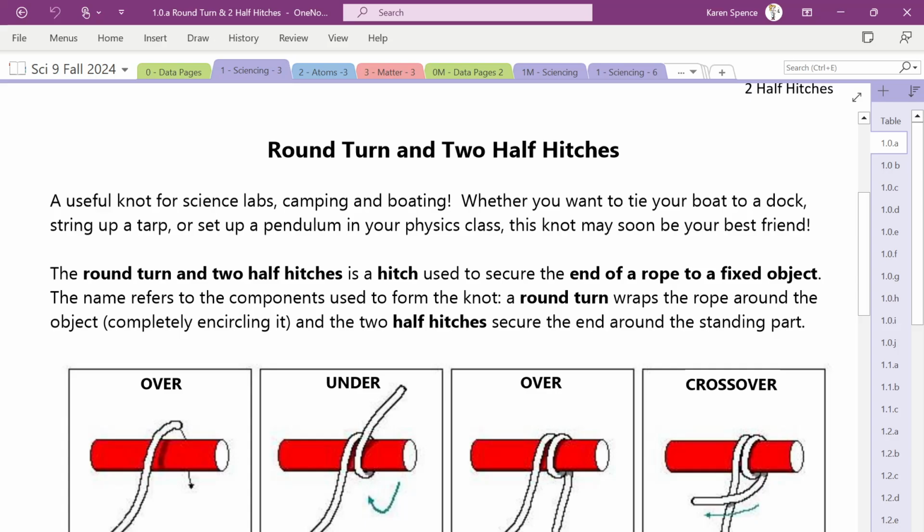So should you enjoy any of those activities, or even if you don't enjoy them, you're going to learn how to do a round turn and two half hitches. What's in here? String. Every single person is going to come and get a piece of string.